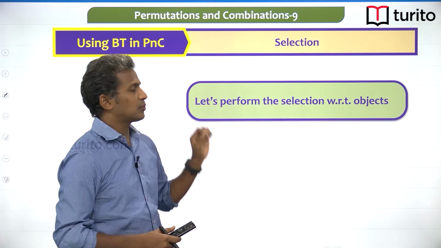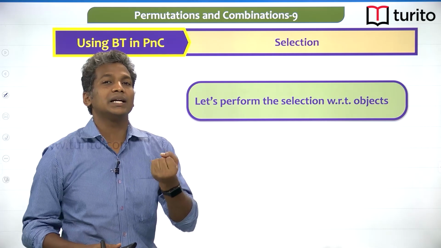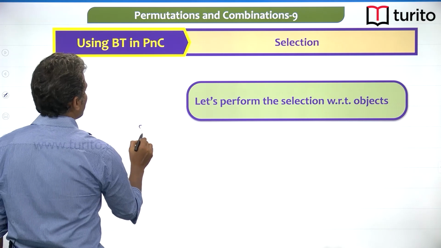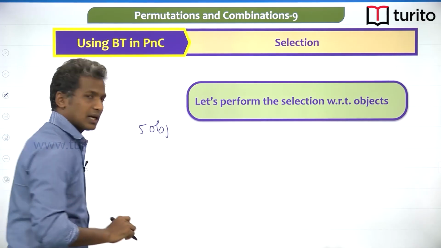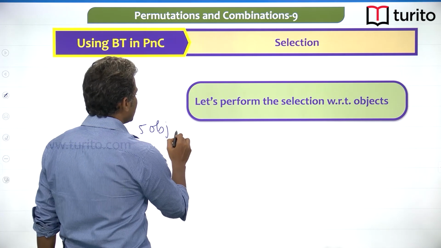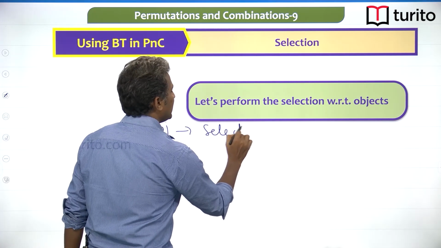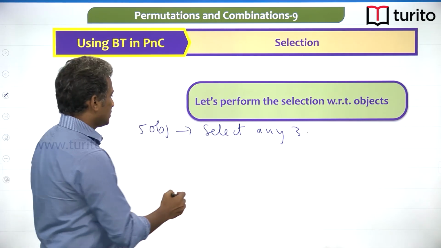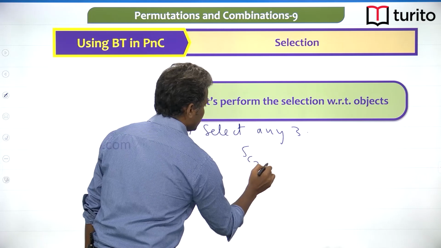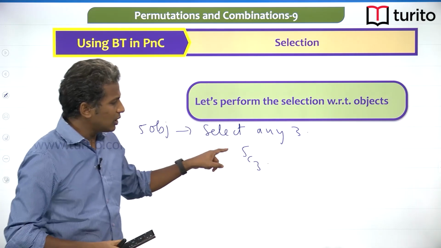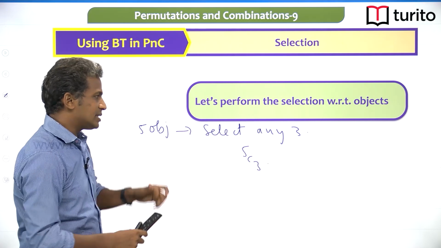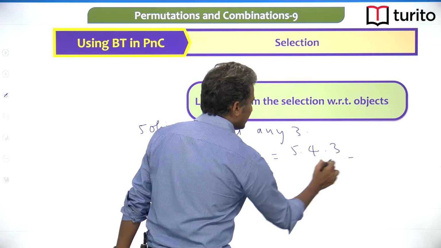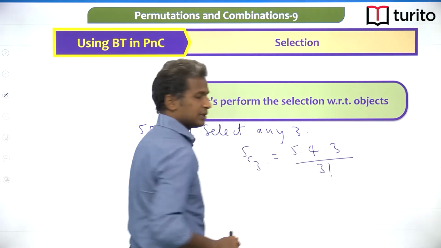Let us start from the process of selecting certain objects. Suppose there are 5 objects and you are interested in selecting any 3. In how many ways do you do that? You do it in 5C3 ways. Now if you recall our calculation here, 5C3 is 5 into 4 into 3 divided by 3 factorial.